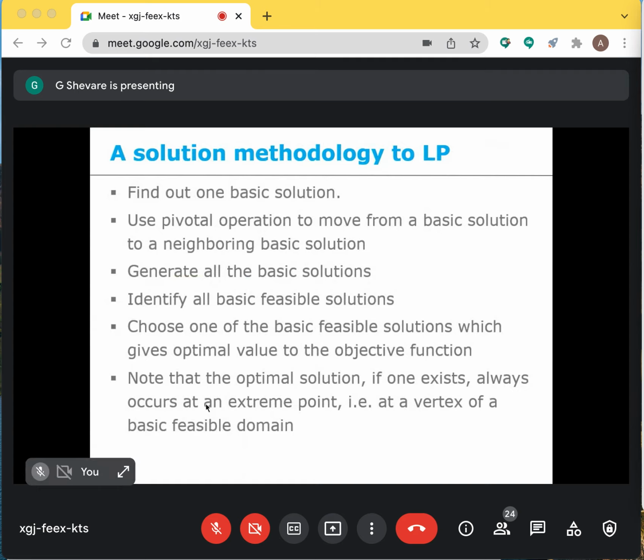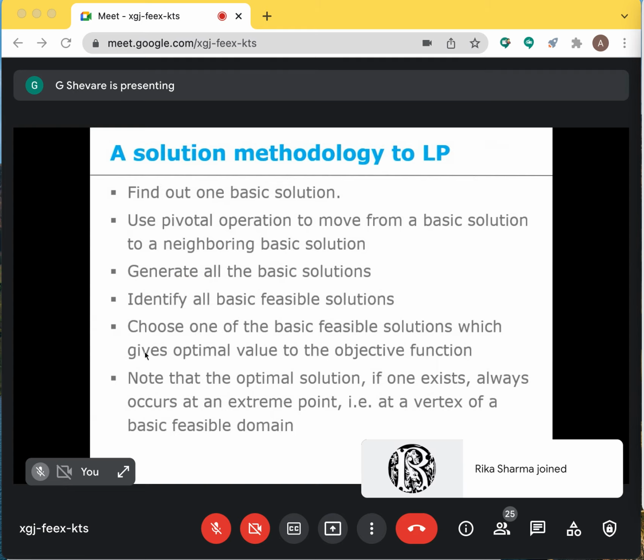I'm sorry, I'm not able to explain it in terms of equations, too many terms are involved in it. But let me speak it out in terms of words and see if it makes sense. So the solution methodology in LP is what is given here in this slide in terms of words.